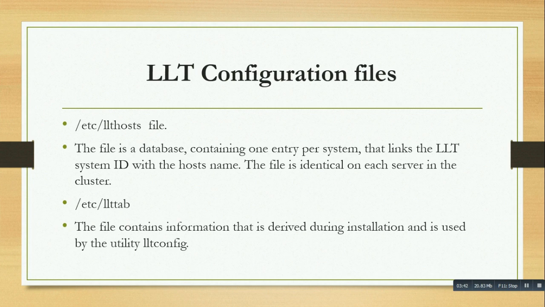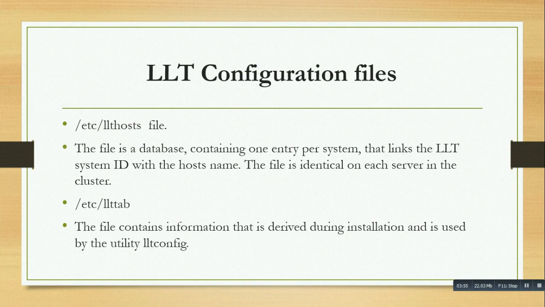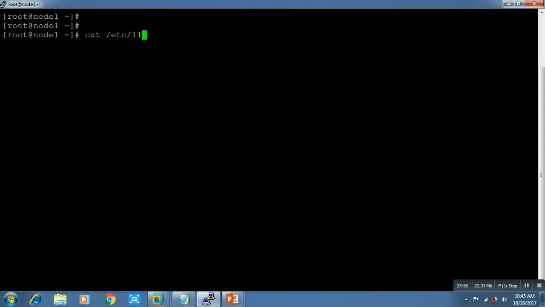Okay, let's watch this. Now I'm going to node 1. Okay, here's the file, what we name llthosts. As many nodes as you have in your cluster, you can see them here. Without running the command hastatus, you can go into this file and see how many nodes I have. Okay, these are the host names. This is node 1 and node 2, these are the host names. This is the information contained in this file.